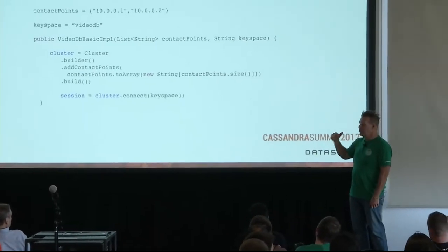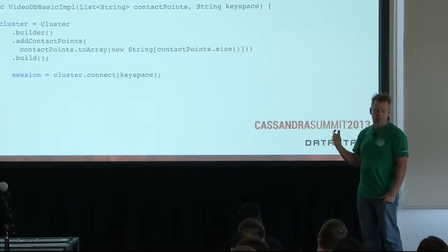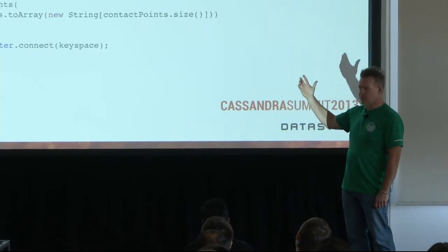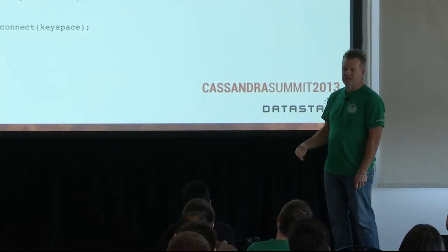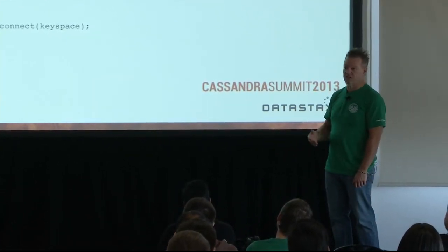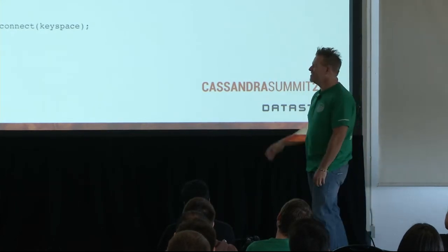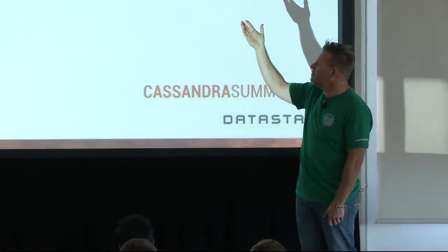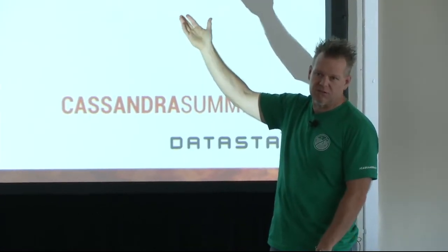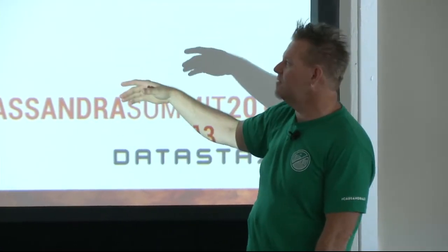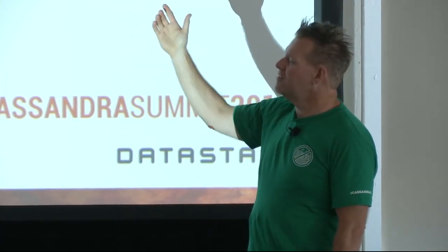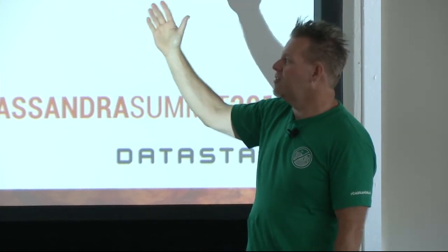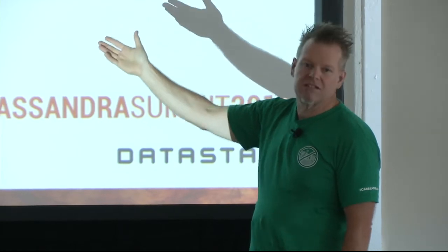So if you've never done a connection to Cassandra before, this is going to look pretty easy. If you've done it using other drivers, this is going to look really easy. So really what I'm doing here is I just have a list of connection points, and my key space is VideoDB, which is my example database that I use everywhere. But it's just creating a cluster. That's it. I'm creating a cluster. I add the contact points. Those are the different IPs. And I say build. Done.